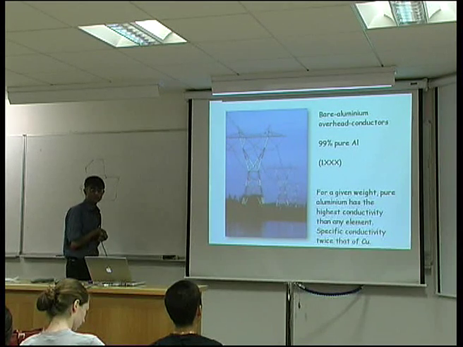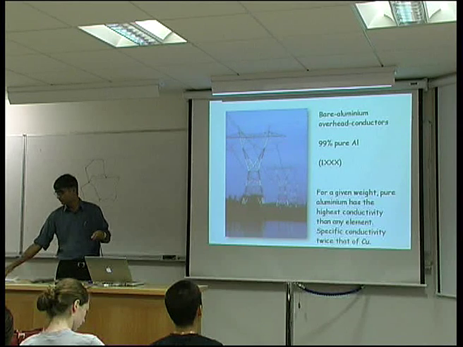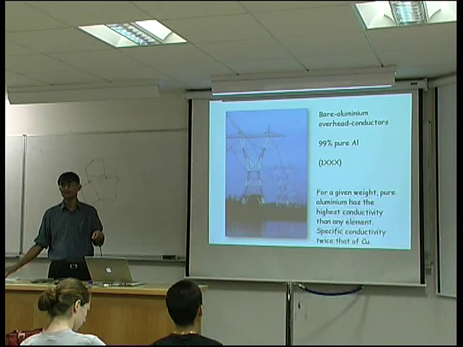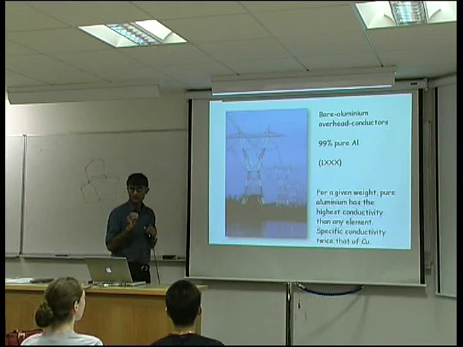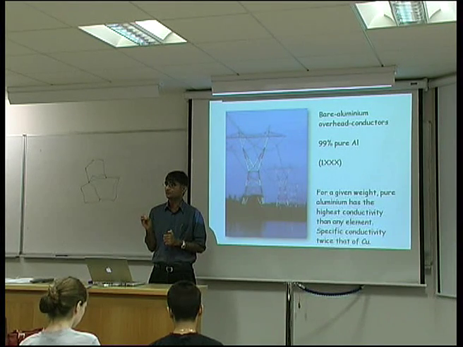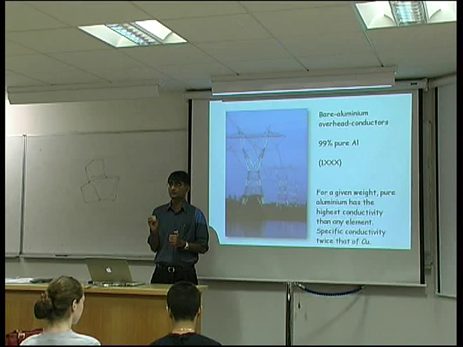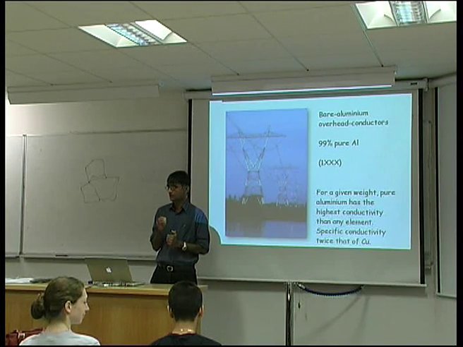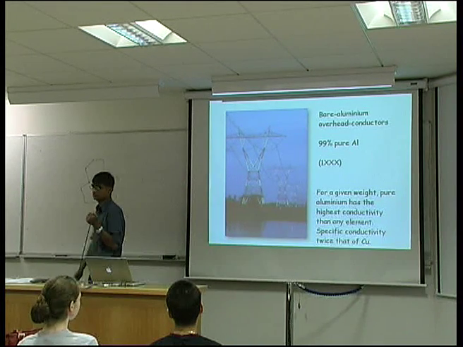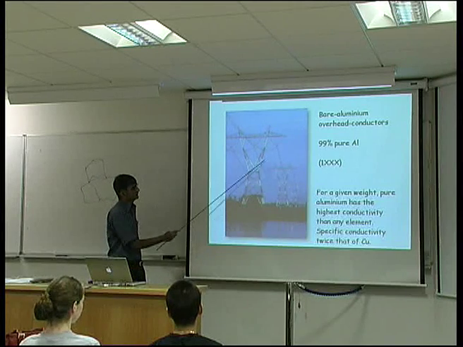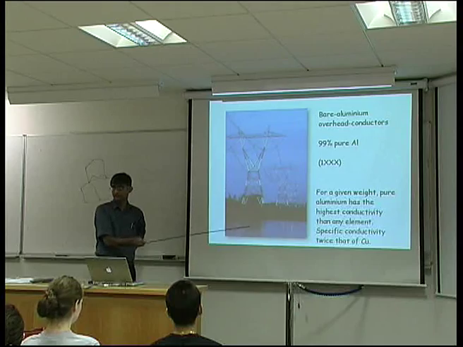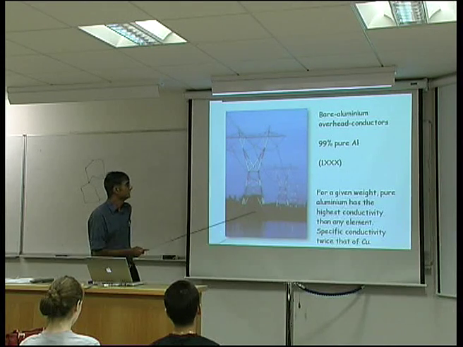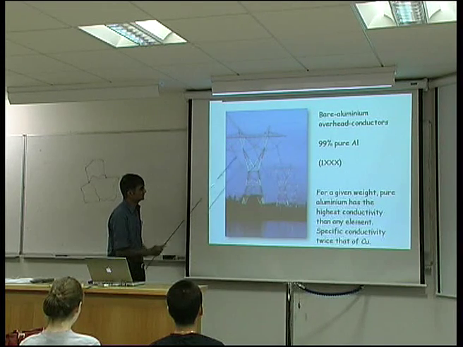And we'll start with pure aluminium. Pure aluminium has very good electrical conductivity. In fact, if you take account of the density of aluminium, then the electrical conductivity is actually twice that of copper. So there is a major application of aluminium in these overhead cables, which have high electrical conductivity, which you need in order to minimize losses, and a low density as well.